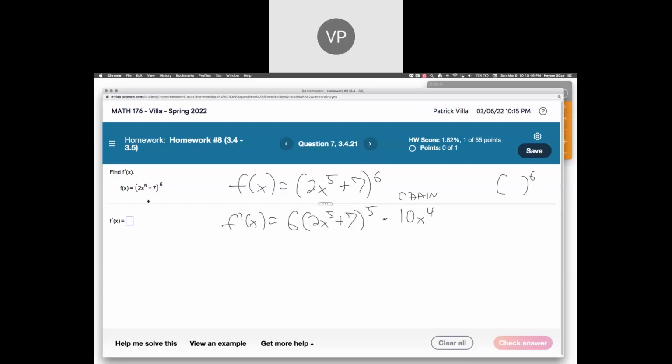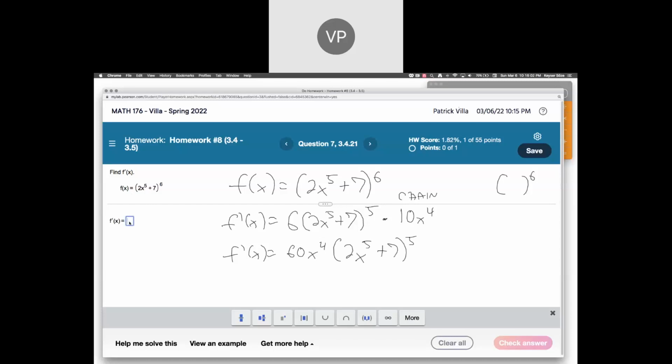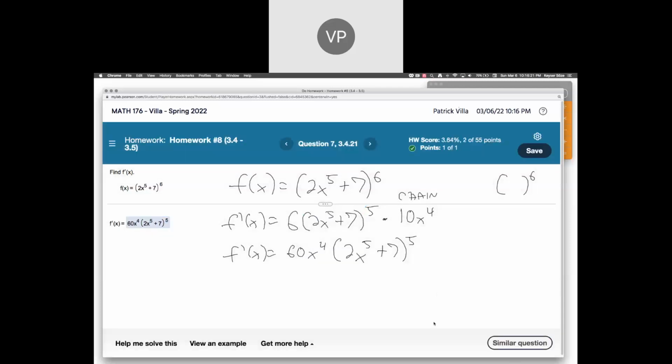So now I'm just going to clean this up a little bit, and I make this a 60x to the 4th times all of this. And that's as far as you can simplify. That's it right there. So that's what I'm going to type in here. 60x to the 4th, and we have parentheses 2x to the 5th plus 7, and that is all to the 5th power, and see what we get, and we have our good job. Okay, so just want to make sure again that you're understanding where I'm getting each of these from.